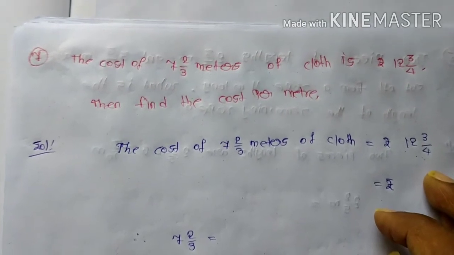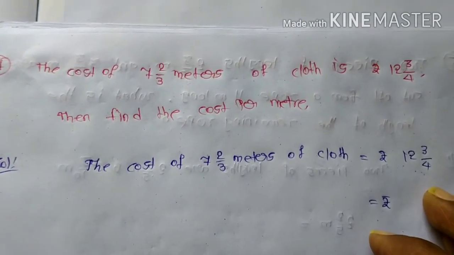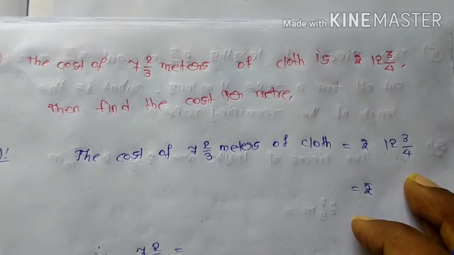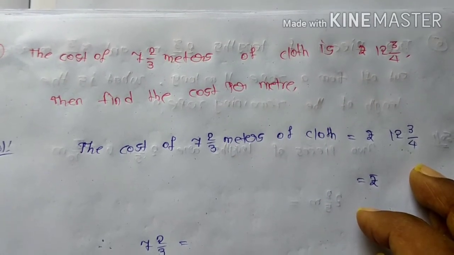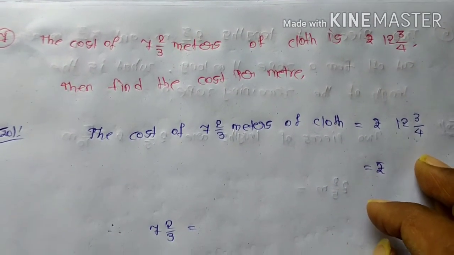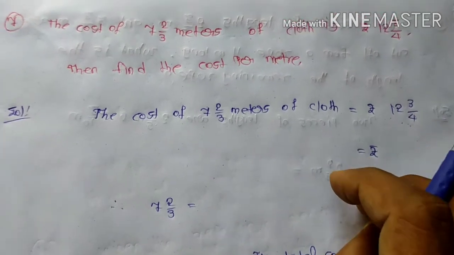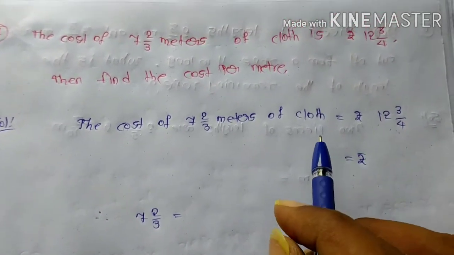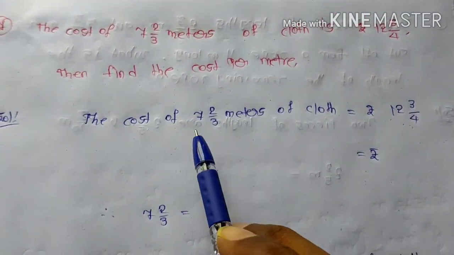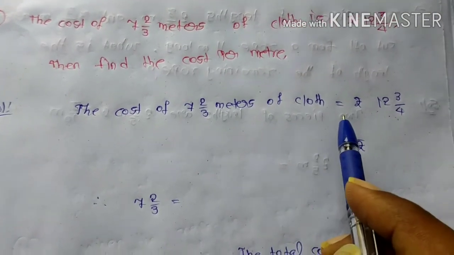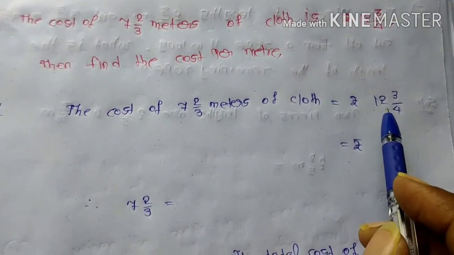Now you can see here exercise 1.3 question number 7. The cost of 7 2 by 3 meters of cloth is rupees 12 3 by 4. Then find the cost per meter. We need to find here the cost per meter. First I am writing the given information only. The cost of 7 2 by 3 meters of cloth is equal to rupees 12 3 by 4.